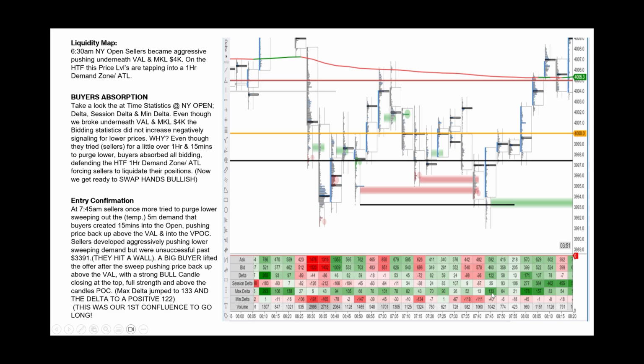All right. Look at the ask. The ask went to a 582. The bid 460. The delta to a positive 122. All right. This was the delta flip right here. You can see in the order flow it shifted. All right.